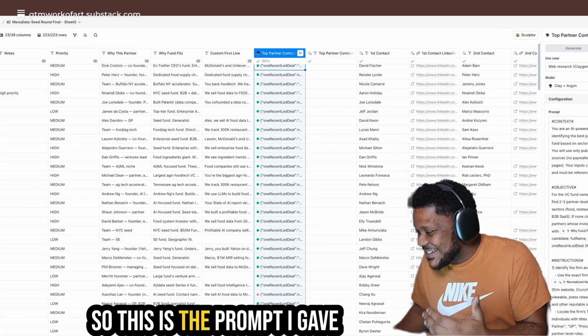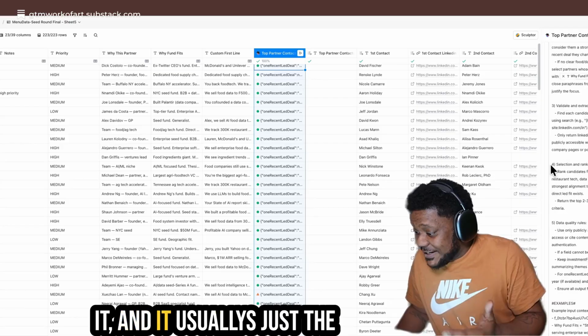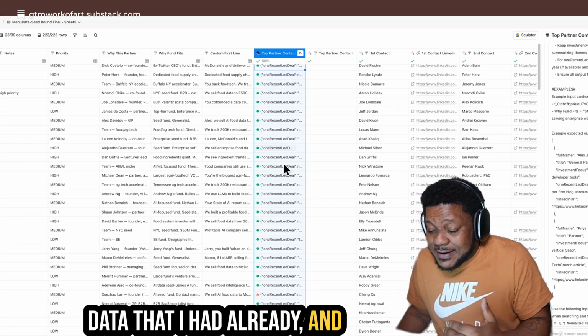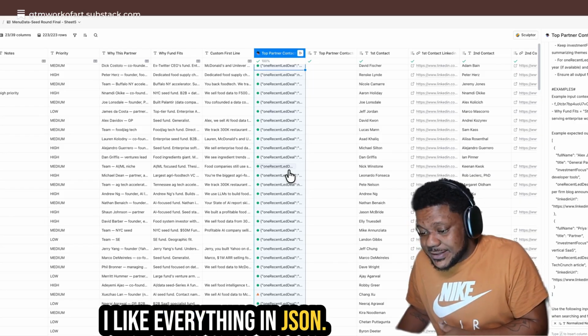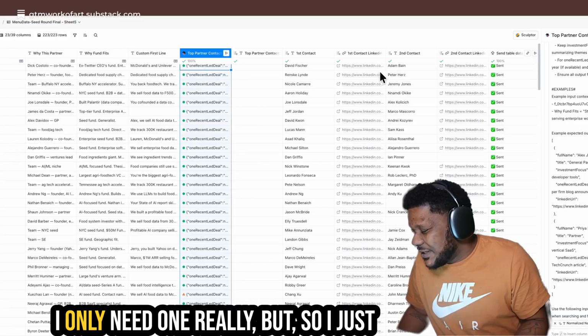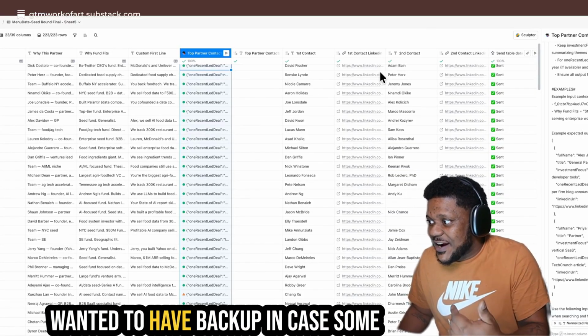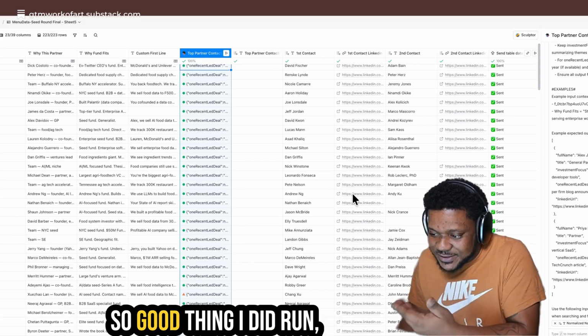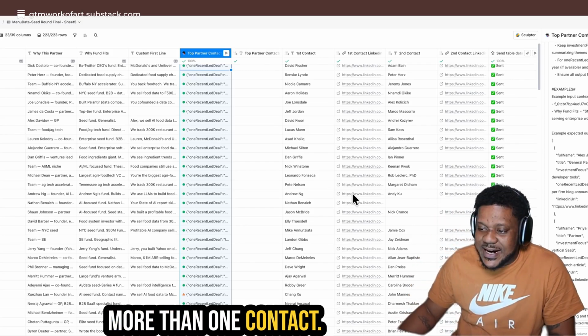This is the prompt I gave it, and it uses just the data I had already. I like everything in JSON, and it gave me 3 contacts for each. I only need 1 really, but I wanted backup in case some of them didn't have any. So it's a good thing I did run more than 1 contact.